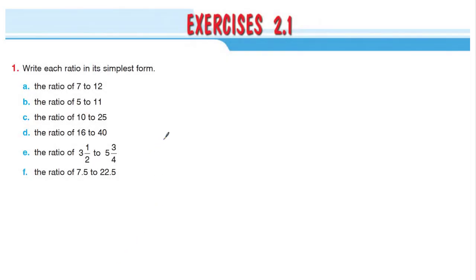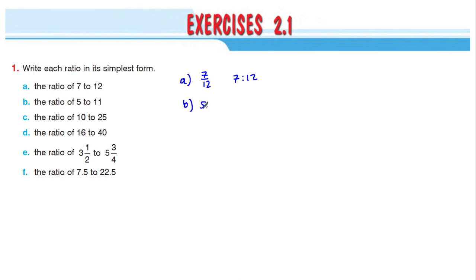We'll continue with exercises from 2.1. Write each ratio in its simplest form. So when you write a ratio in its simplest form, that means first you express it as a ratio, and then if possible you should simplify. But the first one, there is nothing to simplify by, so it's just 7/12. We can write it as 7/12, but it's the same.